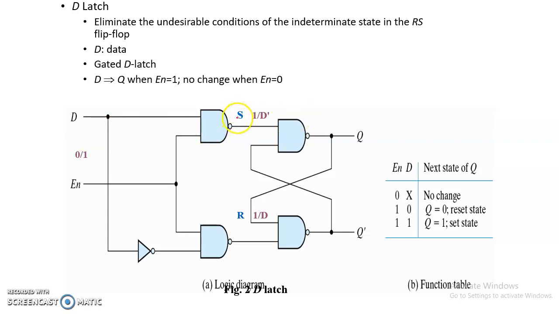So if S is 0, that means D is 0, this goes to Q is 0. If D is 1, then Q is 1. That is why this is called the data flip-flop, because your Q follows the D value. This is the functional table for the data flip-flop.